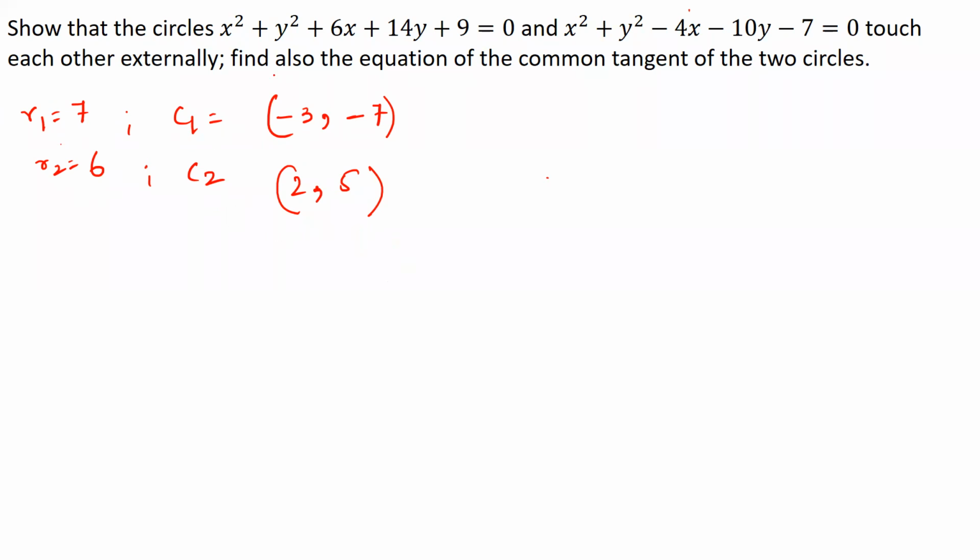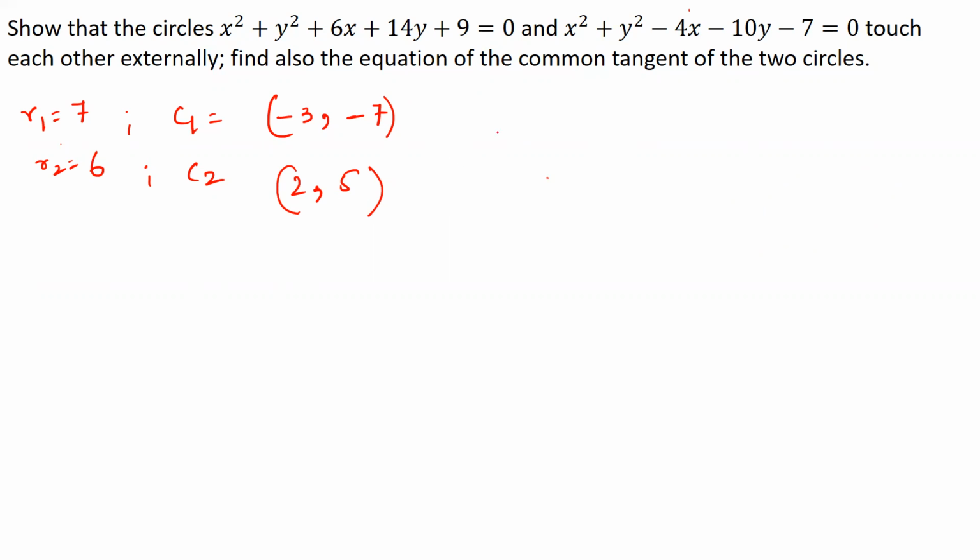Now first of all we need to prove that these two circles touch each other externally. And what I told you is that if two circles touch each other externally, then the distance between their centers, that means the distance between C1 and C2, is actually R1 plus R2. Why? Because this is the radius of the first circle and this is the radius of the second circle. So if you just add these two radii, you should be getting the distance between the two centers.